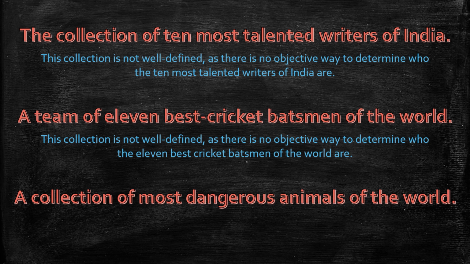Determining which animals are the most dangerous in the world, I think, is a complex task that involves various factors, including the animal's size, strength, venom, habitat, and behavior also. So these factors can vary greatly among different animal species. That's what makes it challenging to establish a clear and objective criterion for measuring "dangerous," right?